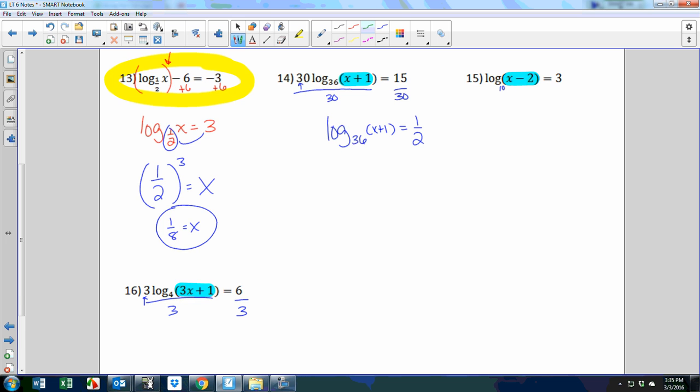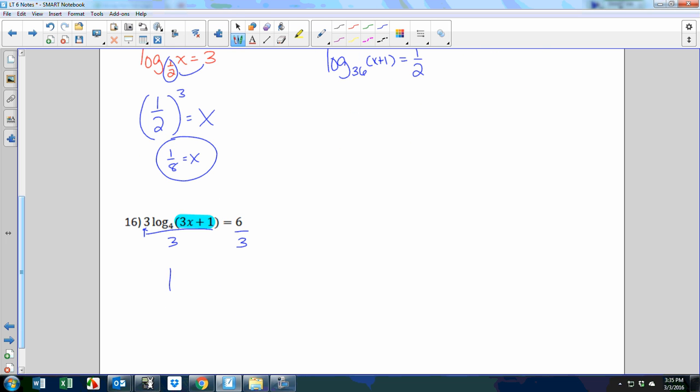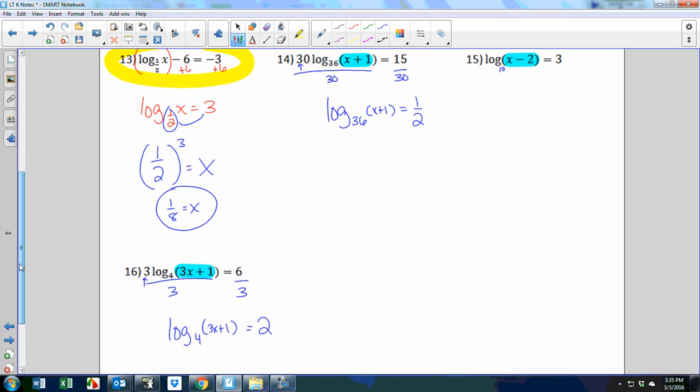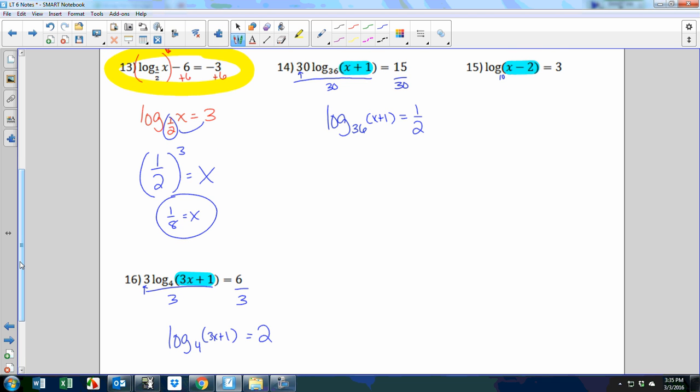15 is good to go. Number 16, log base 4 of 3x plus 1 equals 2. So step 1 done in all 3 of these. Write them with the exponential change formula, and we'll see what happens. Again, your mental math will kick in at some point, and I'm not sure when. You could just say x is blank. Like some of you may look at this and say, I already know the answer, it's 5.